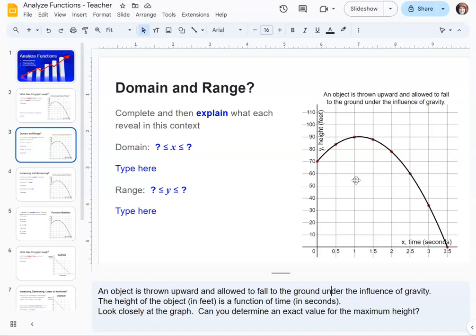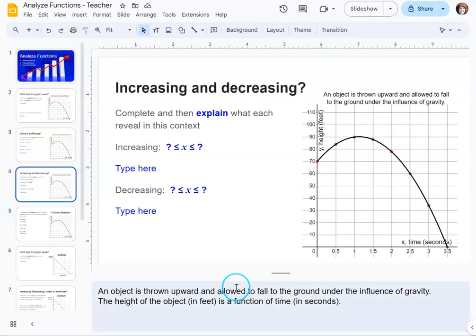You may not, but we're reviewing domain and range here, and I think that was kind of an intentional thing that I did, kind of a happy accident, if you will. So I do hope that some student notices that this maximum is not right on that little red dot. And so that may influence some of their answers. So as you're checking these answers, just notice the maximum is really 90.25 or something like that. It's 90.125. It's really close to 90, but it's not exactly 90.